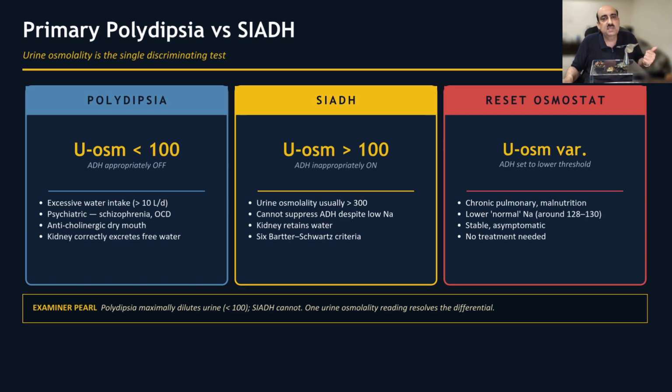So in terms of examples, coming back to primary polydipsia versus SIADH, the key single discriminatory test is urine osmolality. If the urine osmolality is low, that's primary polydipsia, which is the appropriate response. If it's high, that means it's SIADH and concentrated urine.